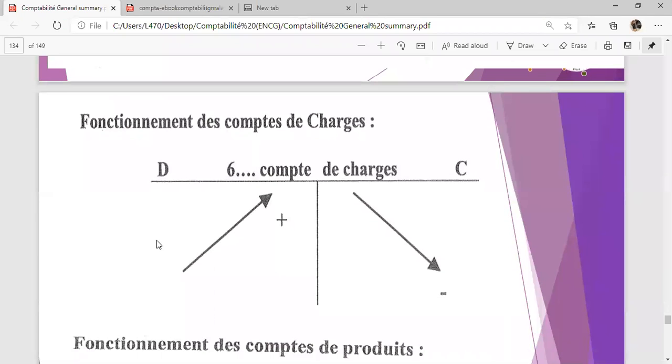Okay, est-ce que vous avez des questions, des remarques, n'importe quoi? Je vous écoute.